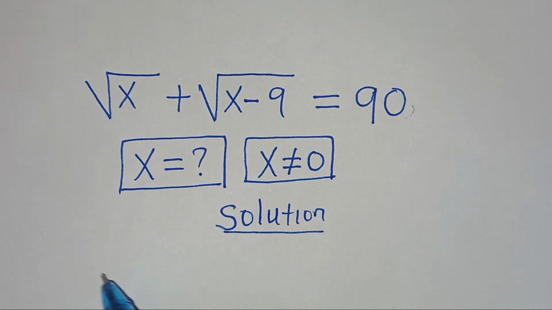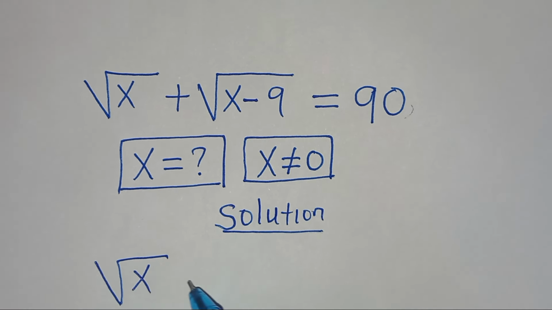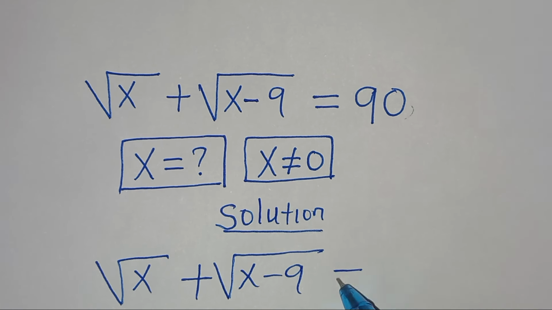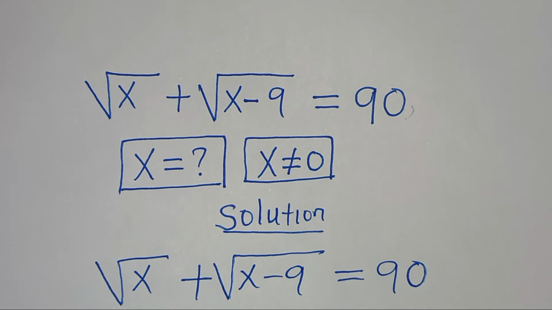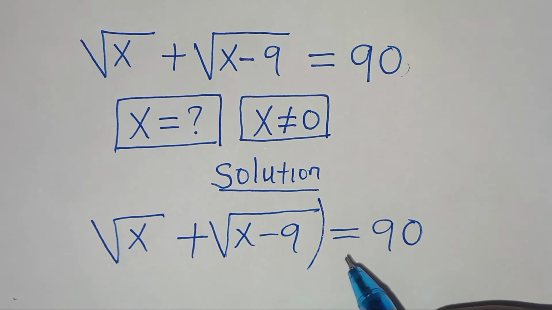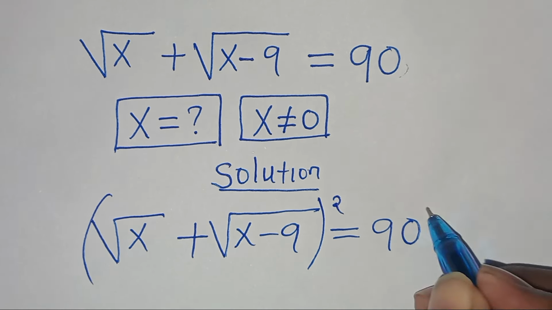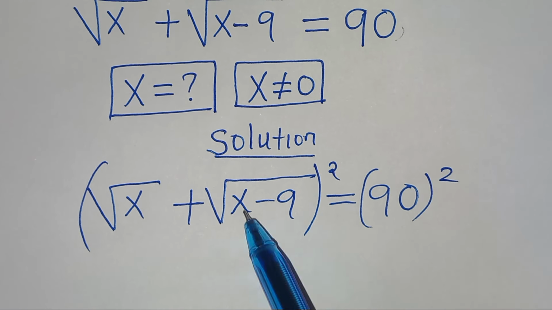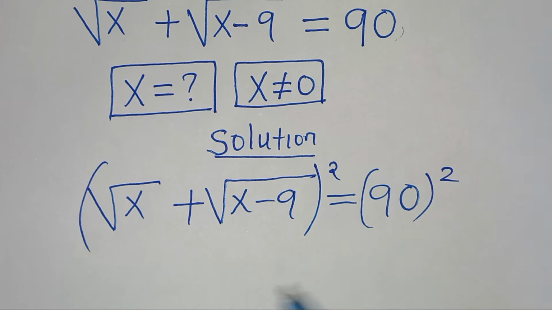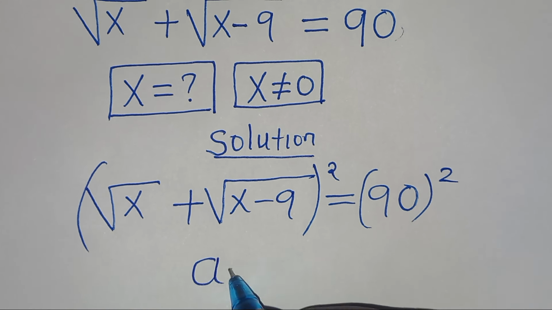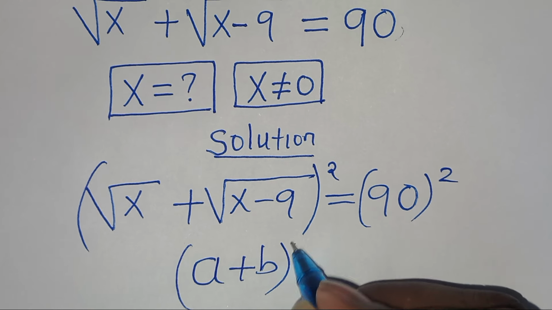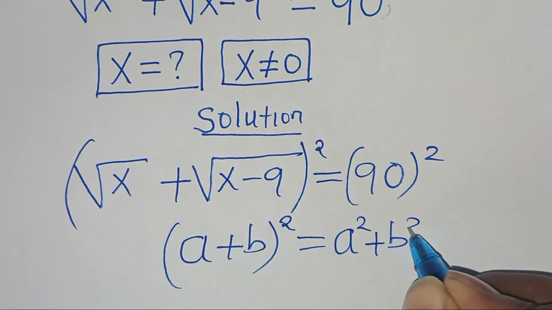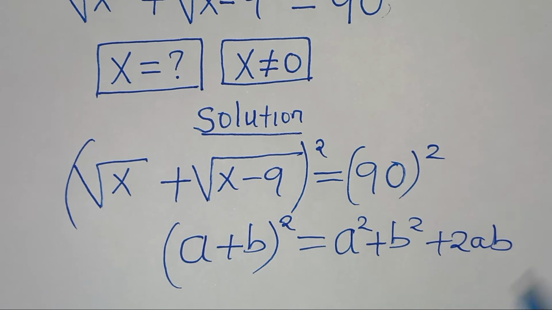Now, we have the square root of x plus the square root of x minus 9 equal to 90. The first step here is to square both sides, so that we find the square root of x plus square root of x minus 9 raised to the power of 2. This is in the form of a plus b raised to the power of 2, which can be expressed as a squared plus b squared plus 2ab.